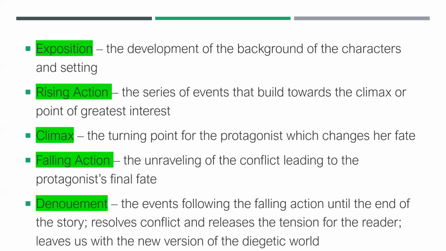And the denouement is the events following the falling action till the end of the story. This is where the conflict is resolved and there's a new version of the world. So if the conflict changes everything for the protagonist, the falling action is them coming to grips with what that means. And the denouement is what is the new world of the story going to look like?